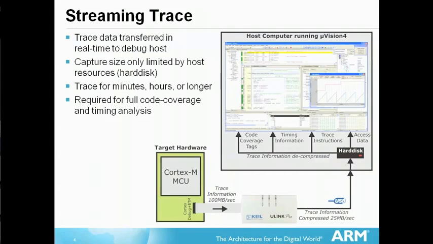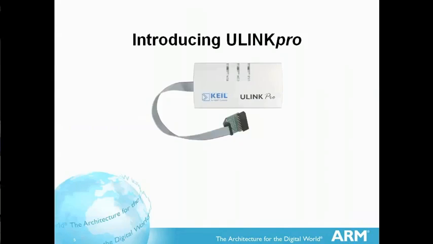Streaming trace generates a large amount of data, but by using one of today's high-performance workstations, you can access the data in real time and view all of your trace instructions instantaneously. ULINKpro offers all of these new features as well as the standard debug support previously offered by ULINK2. ULINKpro also supports Manchester-encoded serial wire viewer trace, which introduces transfer rates of up to 100 megabits per second, where ULINK2 supported only 1 megabit per second.